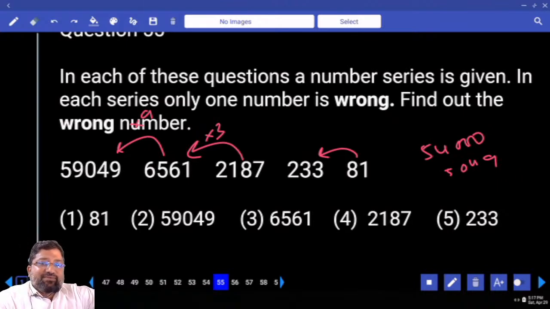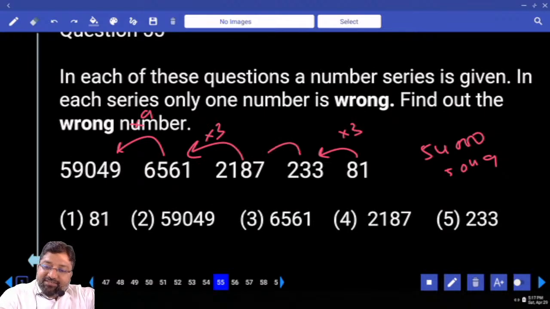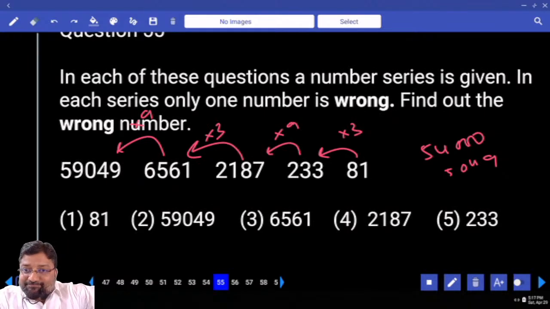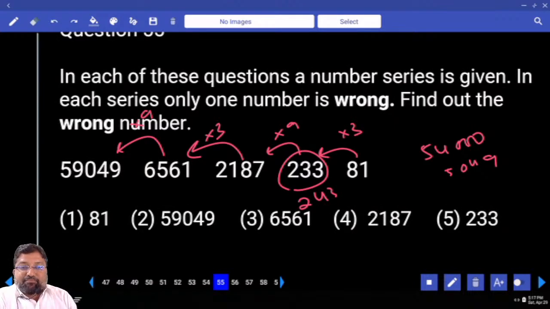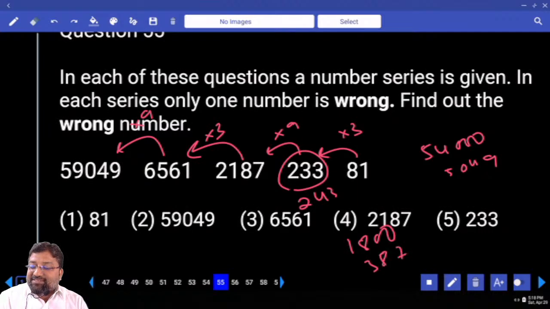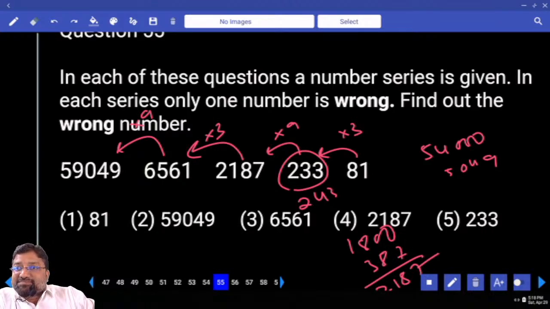Maybe this is also into 3 and this is into 9. Who knows? 81 3s is how much? 243. Please tell me what is 43 into 9? 387. 200 into 9, 1800. 1800 plus 387 is nothing but 2187, right? Did the calculation fit or not? Is this clear? Any doubts? Thank you.